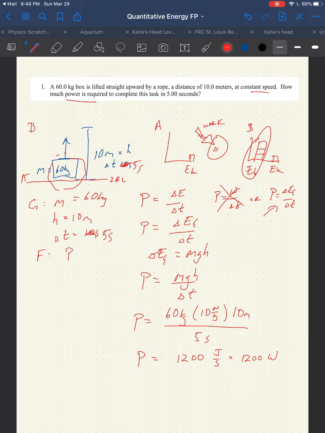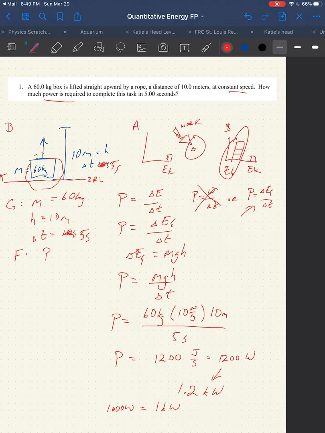An interesting thing to know, 1,200 watts, you can write that as 1.2 kilowatts. Right? Kilo is that metric prefix meaning 1,000. So 1,000 watts equals 1 kilowatt. Another weird thing, if you think about units of power, if power is the change in energy over change in time, then you can think about energy as power times the change in time.